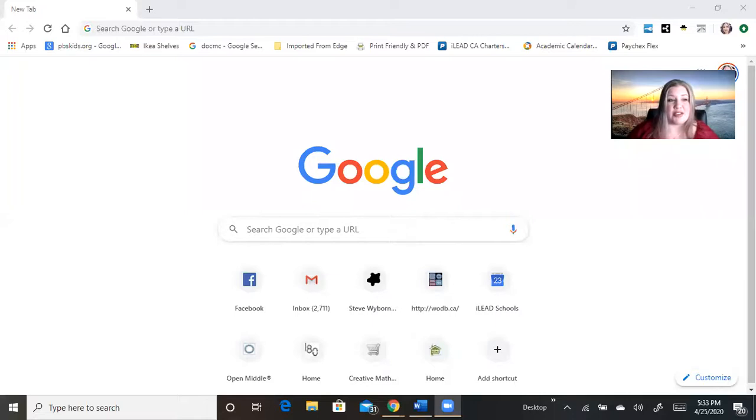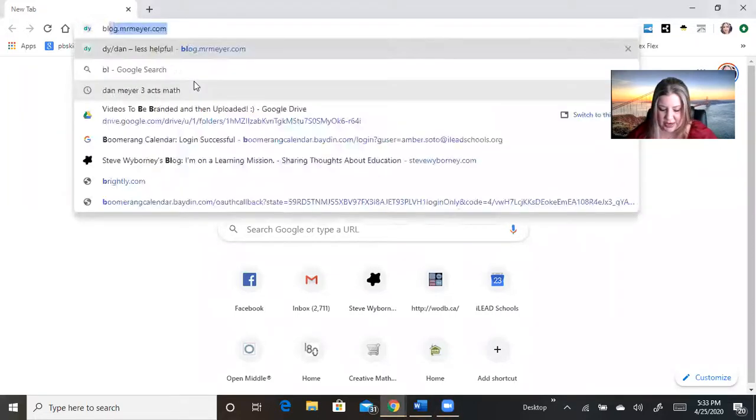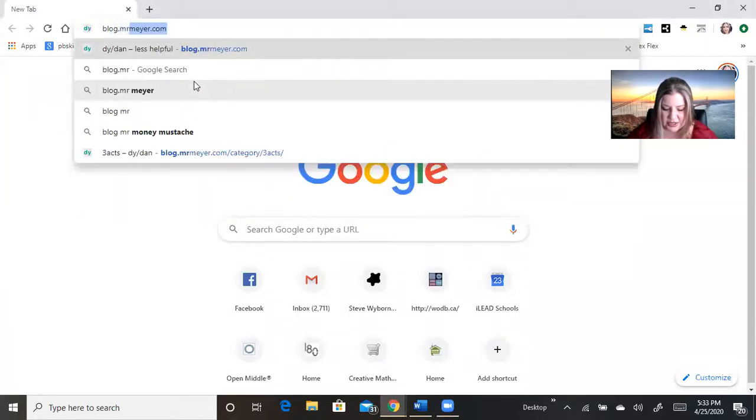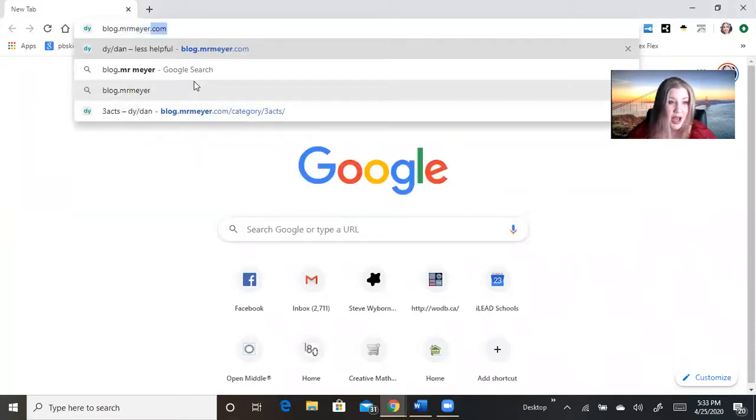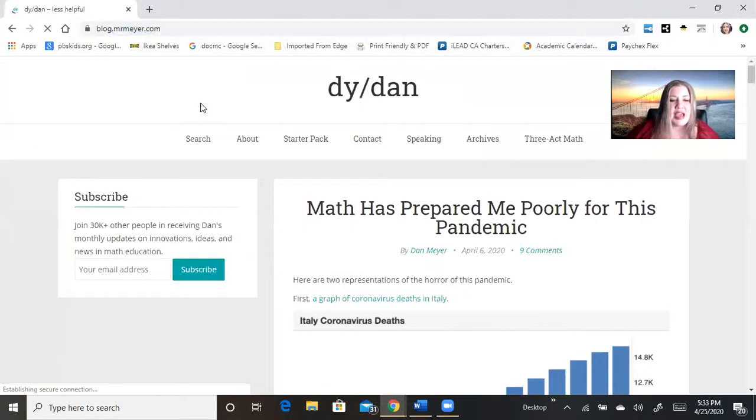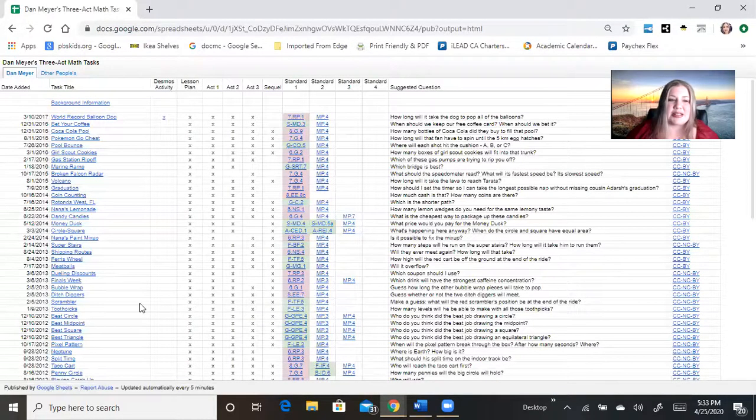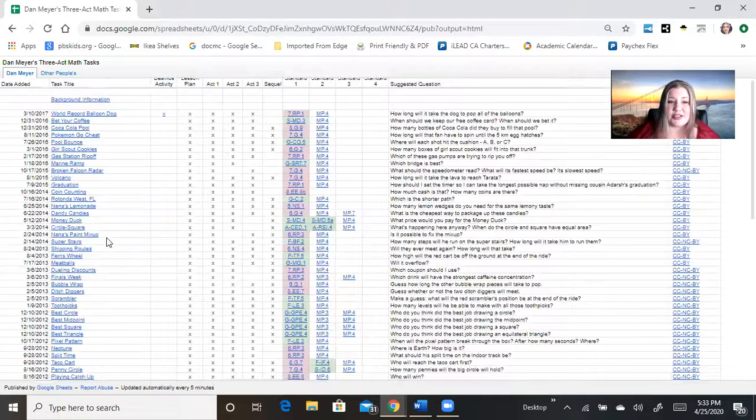Three-act math is something that was made popular by a man named Dan Meyer, and though a lot of people have used it, he was the one that started it, so I want to go to his blog page to start it off. It's blog.mrmeyer.com, and you'll see across the top over here, there's a tab, Three-Act Math. We're going to click on that, and it brings up this whole lovely spreadsheet with a whole bunch of different three-act math, and they're all linked to standards.